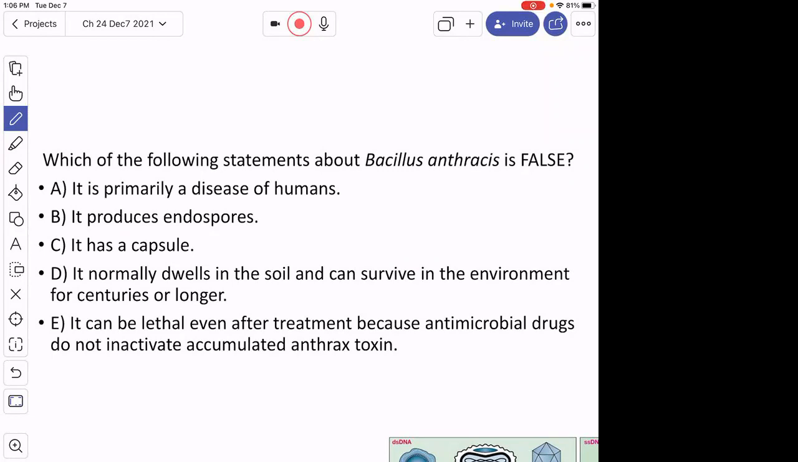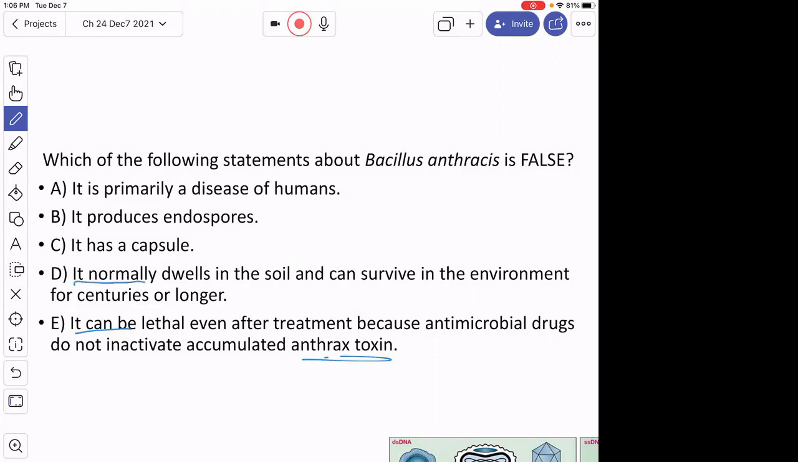Okay, so remember there's three ways you can get anthrax. Through a wound, where the spores get in a wound, you can breathe in the spores, or you can ingest it and eat the spores. Let's start at the bottom here. Yes, it can be lethal even after treatment because there's a couple of toxins that are working. So the antibiotics are not going to be working against the toxin.